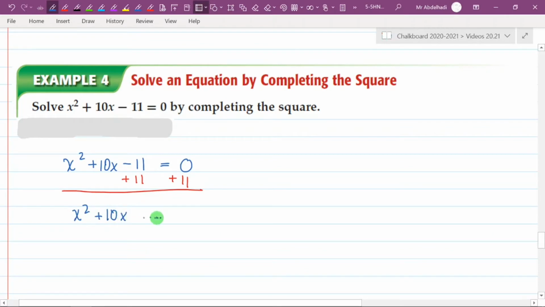We're going to leave a gap here because we're going to use it later. And now there's an 11 on this side. Now the question is, what goes in the gap here? Okay? And this is the part where we complete the square. That's what this is called, completing the square.